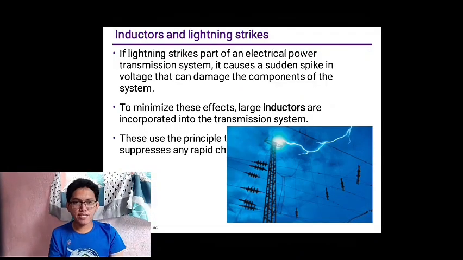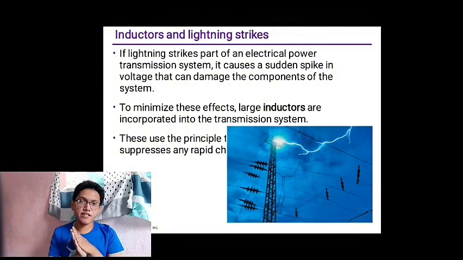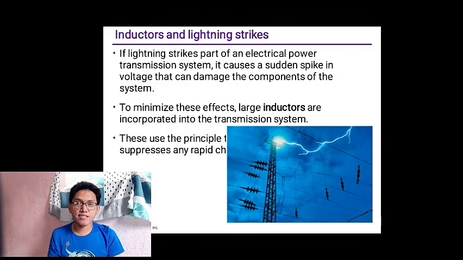Okay, so inductors and lightning strikes. This explains why inductors are important in power systems. If lightning strikes a power transmission line, it causes a sudden and very large change in current, producing a dangerous voltage spike. So large inductors are used to oppose rapid changes in current, protecting electrical equipment from damage.